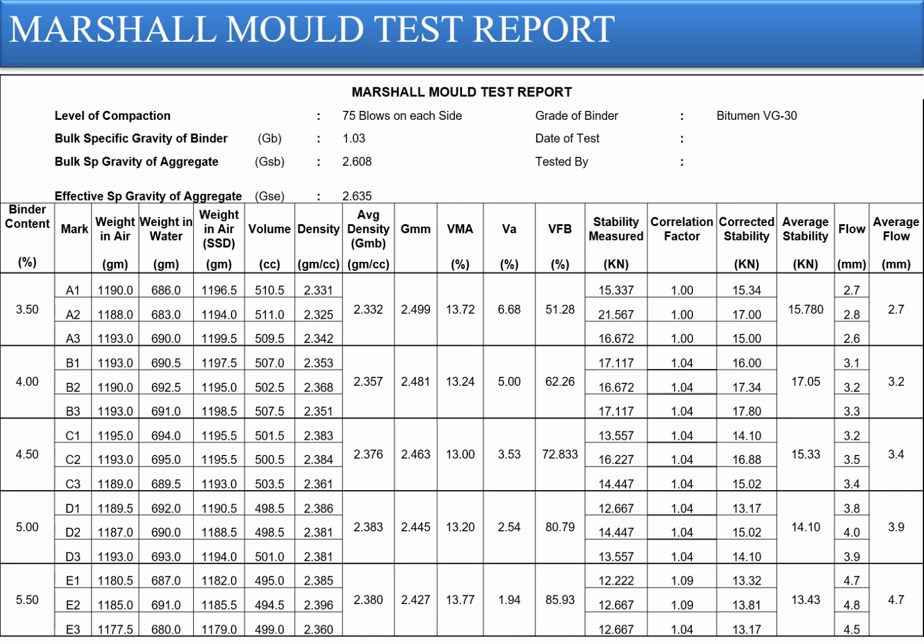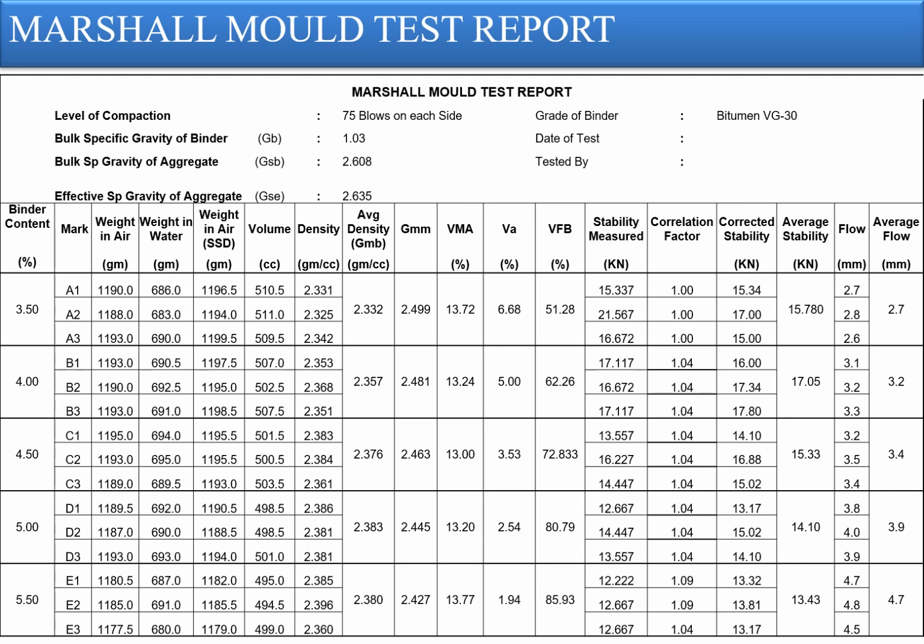we collate the complete data in a tabular form as shown in the figure. This is what we call the Marshall mold test report data, where the level of compaction is mentioned, like in this case 75 blows on either side. The bitumen grade is VG30. The specific gravity of the binder is 1.03. The specific gravity of the aggregate is noted, and the effective specific gravity of the aggregate is also noted as 2.635.